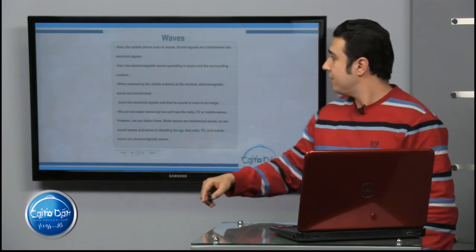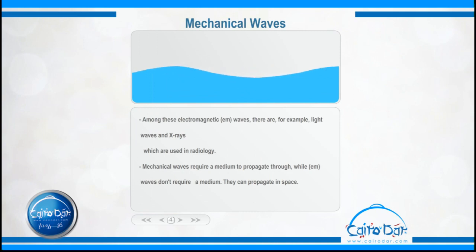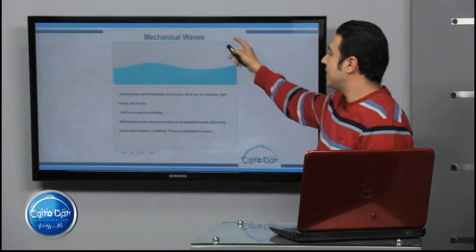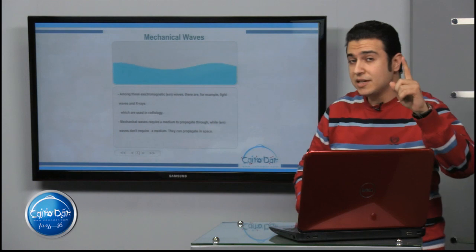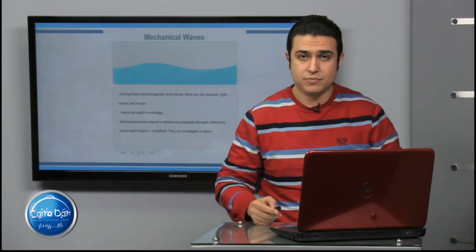Also, we have here the mechanical waves. Here is a type of these mechanical waves. These mechanical waves need a medium to propagate. They don't propagate in space. They don't propagate in vacuum. This type of mechanical waves needs, of course, a medium to propagate.